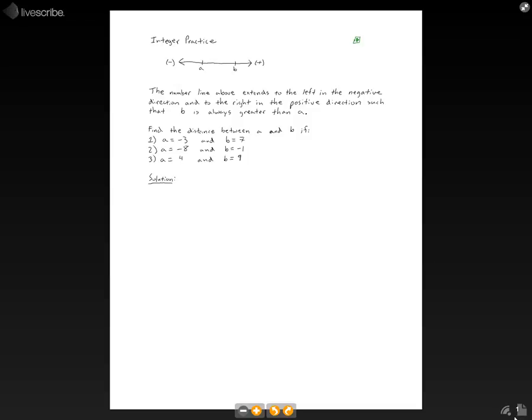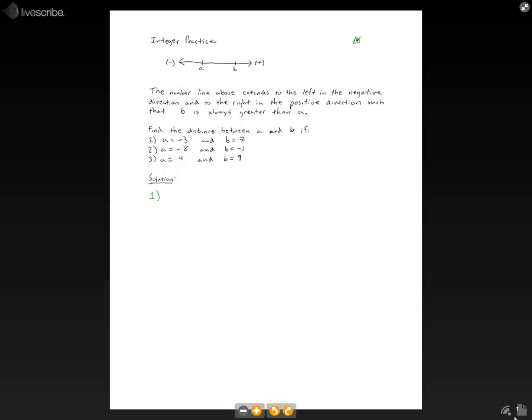Here the directions read: the number line above extends to the left in the negative direction and to the right in the positive direction, such that B is always greater than A, and we're asked to find the distance between A and B in three different situations. So let's look at the first situation where A equals -3 and B equals 7.